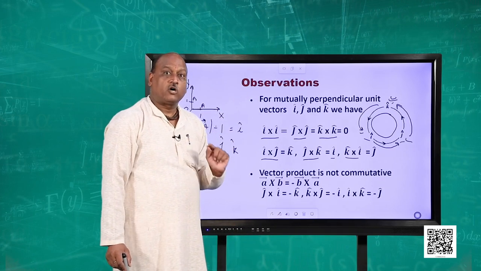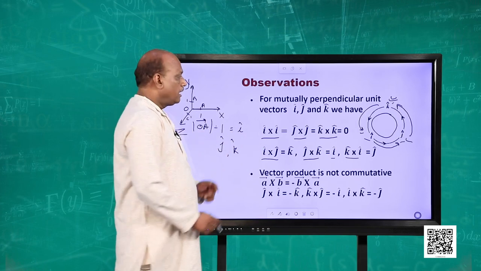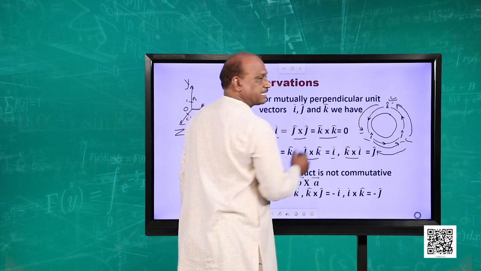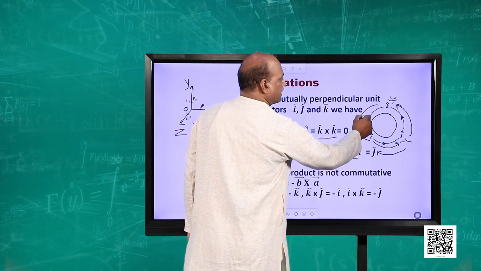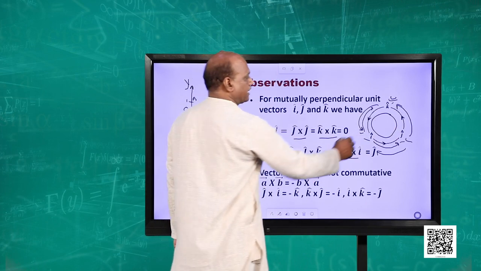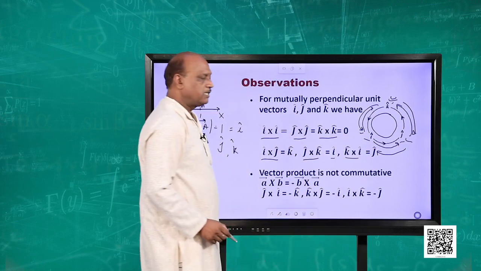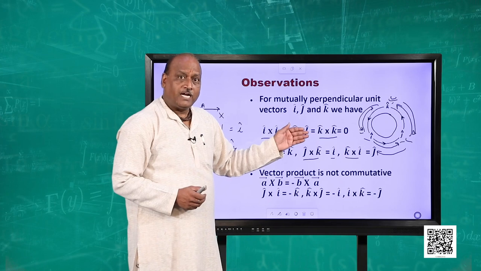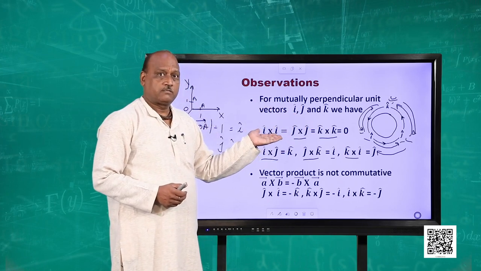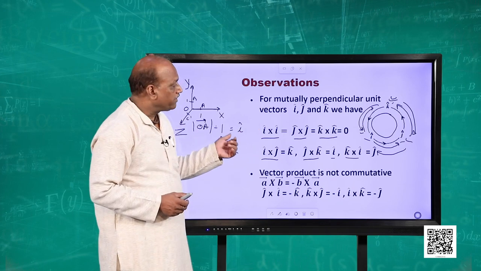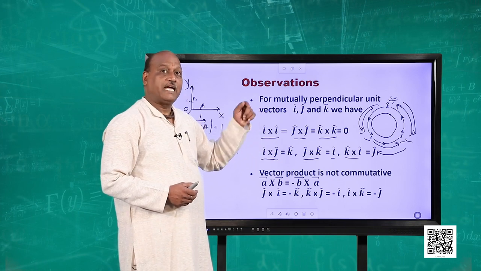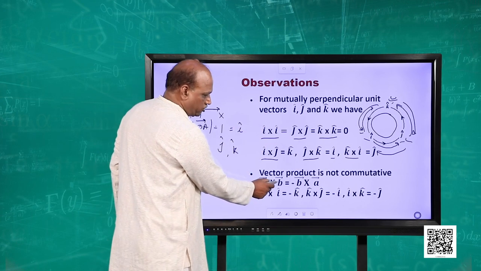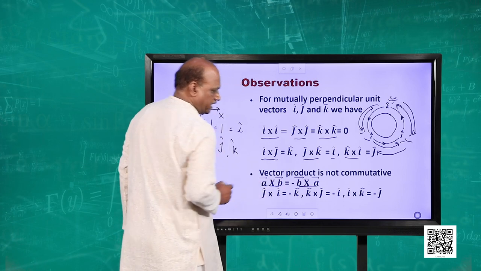Cross product is not commutative. This means if we take the cross product j to i, then we have minus k. Cross product of i to k, we have minus j cap. And cross product in the opposite direction, k to j, we have i cap. Simply, if we move in the anti-clockwise, positive direction, then we have positive. But if we move clockwise, in the negative direction, then we have minus. So A cross B equals minus B cross A.